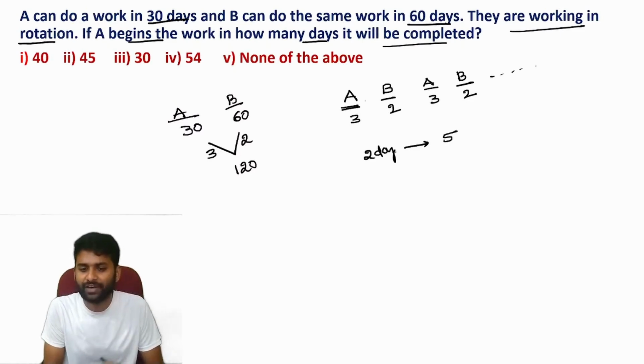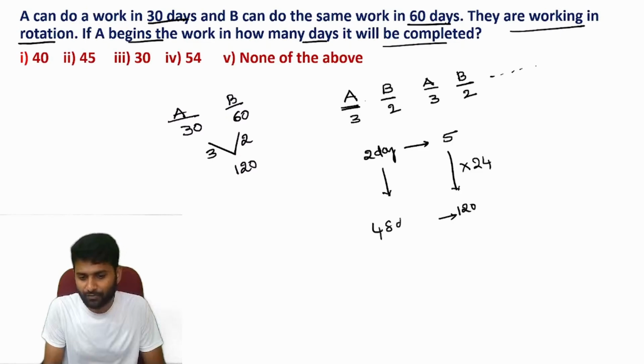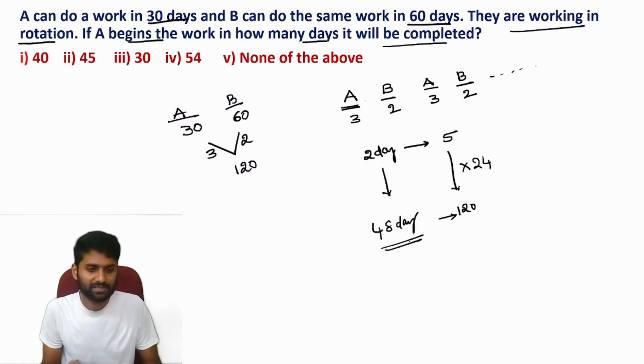Means in every 2 days, they complete 5 units. Now the total work is exactly equal to 120. Now see, 5 becomes 120, which means each value is multiplied by 24. So to complete 120 units, how much time does it take? So exactly 48 days. Just understand this information, guys. So in 48 days, the whole work is completed.